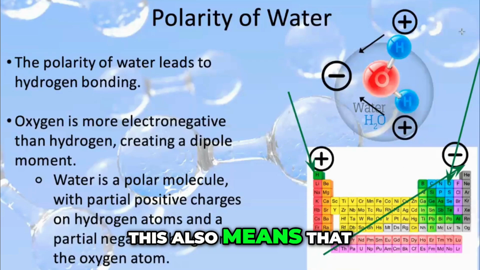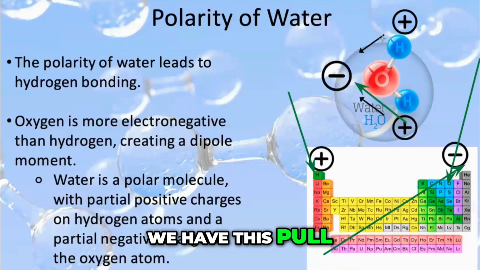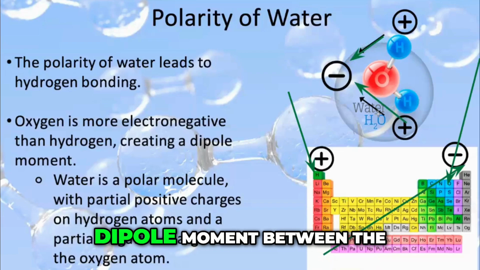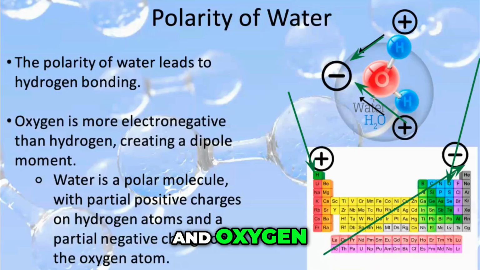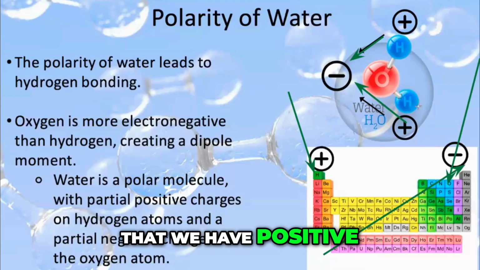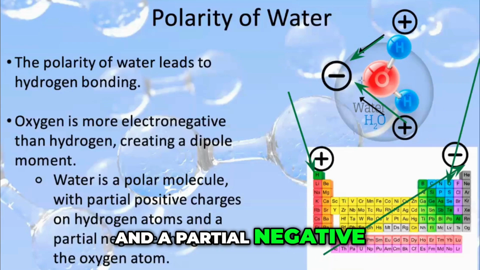This also means that when we took a look at the molecule of water, we have this pull towards this negative, which essentially creates this dipole moment between the relationship of the hydrogen and oxygen. This means water is a polar molecule, and that also means that we have partial positive charges on the hydrogen atoms and a partial negative charge on the oxygens.